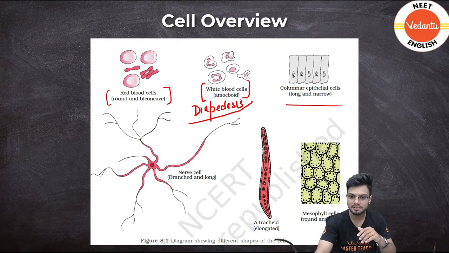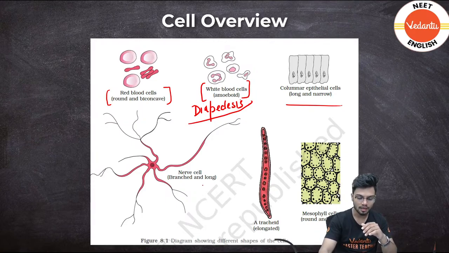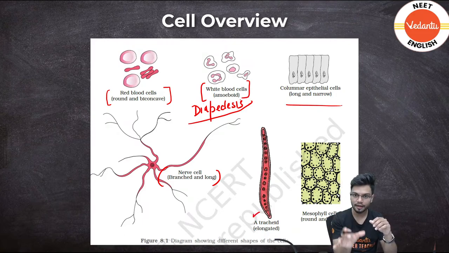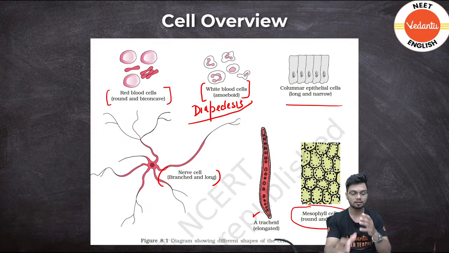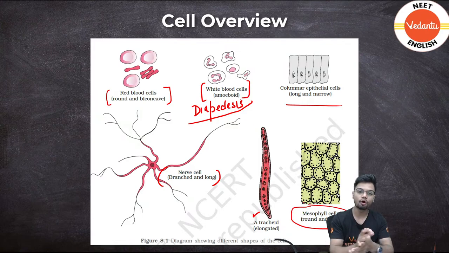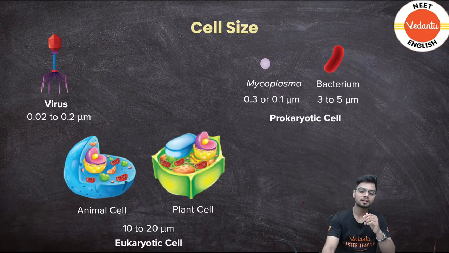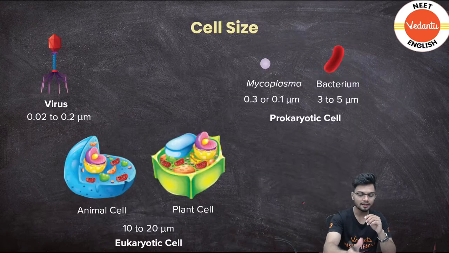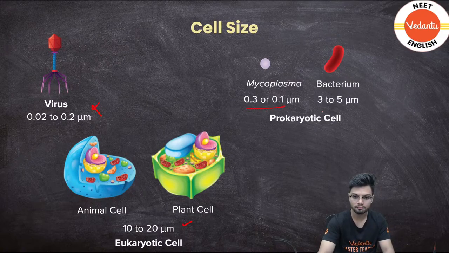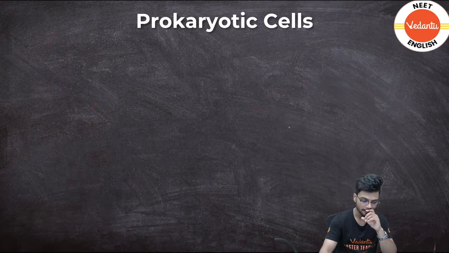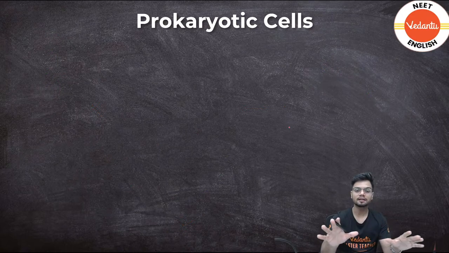Then we have columnar epithelial cells, long and narrow. Then we have branched nerve cells, with extreme branching. Then we have tracheids, elongated. Then we have the mesophyll cells, which are round and oval in nature. That is the different types of cells. Again, regarding size, virus is not important. Eukaryotic is around 10 to 20 micrometer. Then we have mycoplasma, 0.2 to 1 micrometer. Then we have bacterium, 3 to 5 micrometer. That is the end of the starting part.